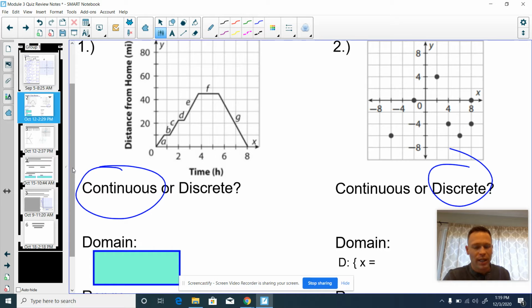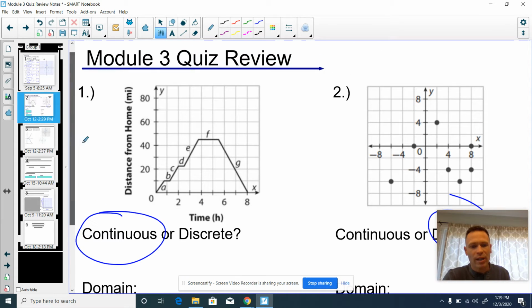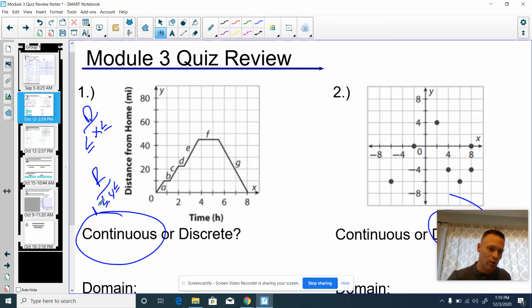Now remember, when we write the domain and range for a continuous function, we have to use an inequality, right? For the domain, we're saying x is greater than or equal to the lowest value and less than or equal to the highest value. For the range, we're doing the same thing, but using y. That's just saying y is in between the lowest number and the highest number, and x is in between the lowest number and the highest number.